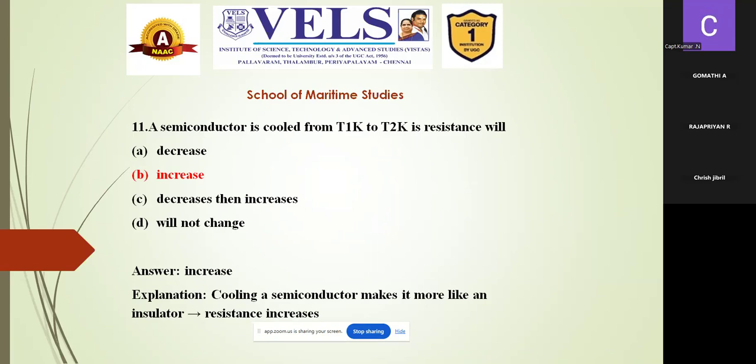A semiconductor is cooled from T1 K to T2 K. What will be the resistance? When a semiconductor is cooled, it acts as an insulator. When a metal is cooled, it acts as a conductor. Cooling a semiconductor makes it more like an insulator, so its resistance will be increased and then conductivity will be decreased. Always resistance is inversely proportional to the conductance.